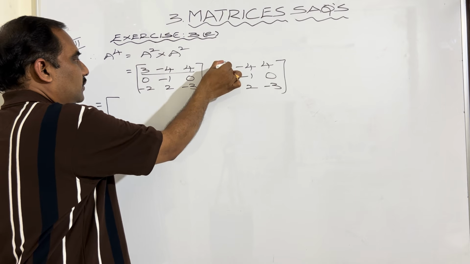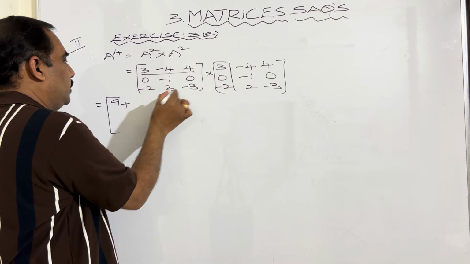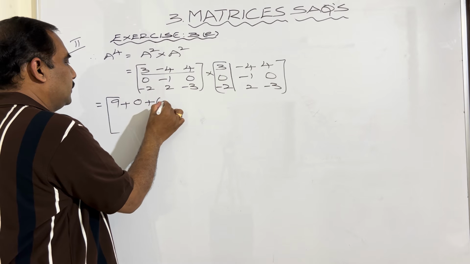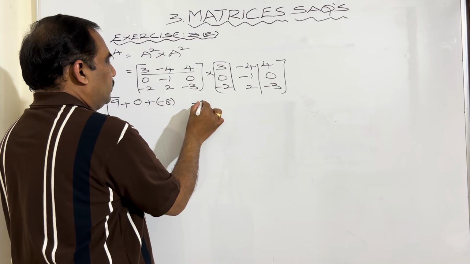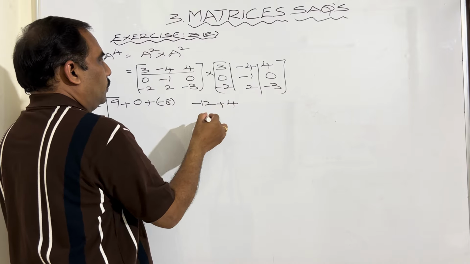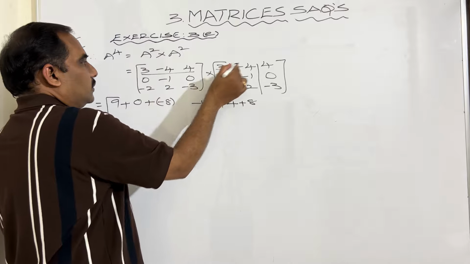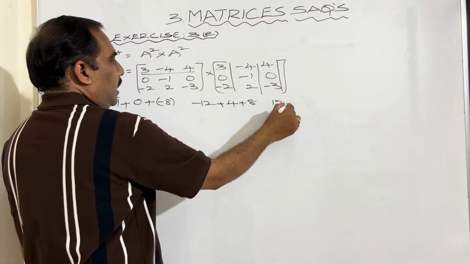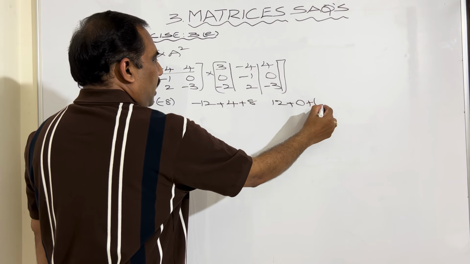So again, first row, first column multiplying: 3 into 3, that is 9, and plus minus 4 into 0, that is 0, and plus 4 into minus 2, that is minus 8. Again first row, second column: 3 into minus 4, that is minus 12, plus minus 4 into minus 1, that is 4, and plus 4 into 2, that is 8. Again first row, third column: 3 into 4, that is 12, plus minus 4 into 0, that is 0, and plus 4 into minus 3, that is minus 12.